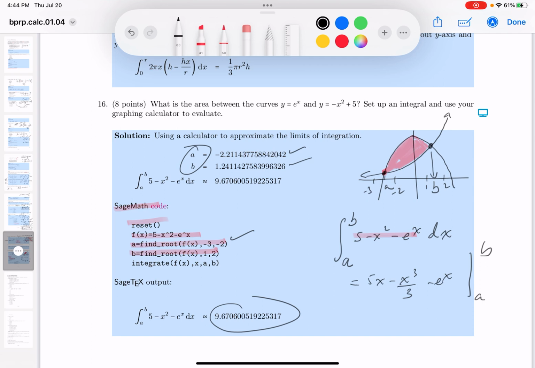Unfortunately, the A and the B are really nasty numbers. They're not so easy to do. That's why I'm using a computer to get that, and you should get this number over here.